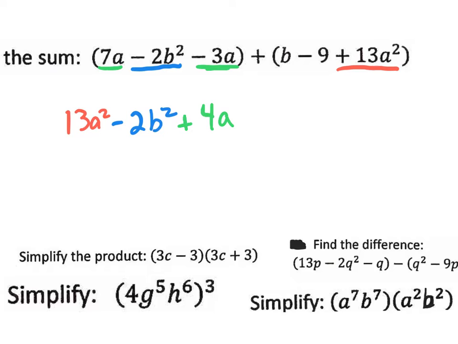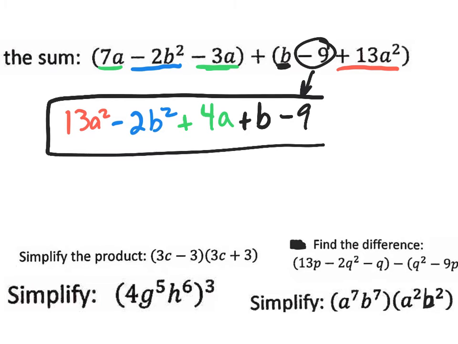And then we go for the b values. Are there any b values? Of course there are. There's one b right here. Let's just bring it down because there's no other b to combine it with. And at the very end, we have a minus 9. That's our constant value at the very end. And this is our final answer to this simplifying problem.